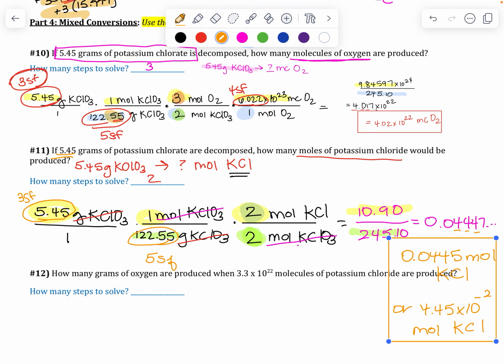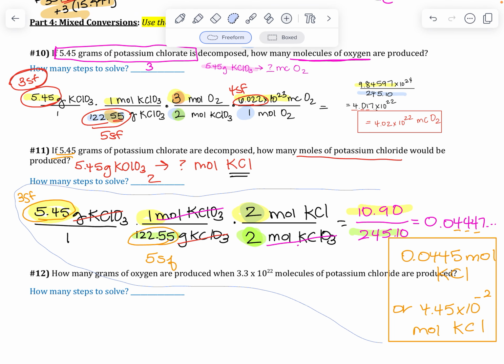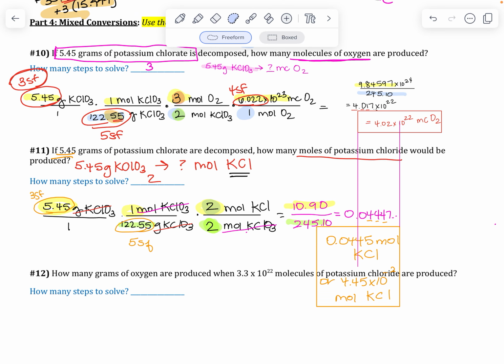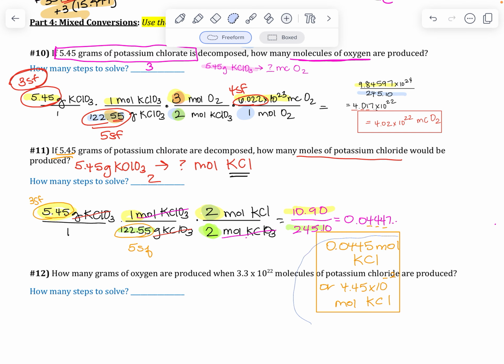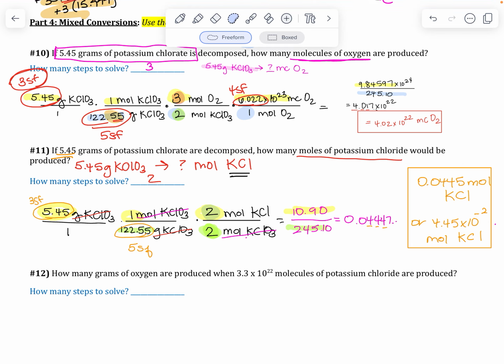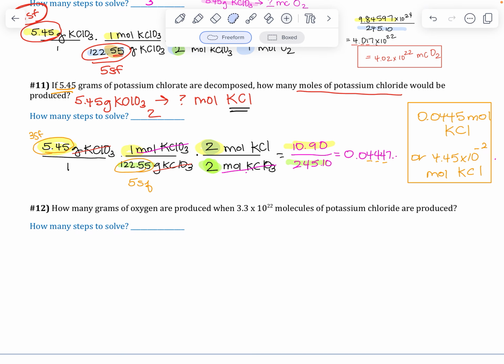All right, got one more example here. Hopefully you're getting the swing of the setup, understanding how to set that up, following the same ideas that we did in last unit. Feel free to pause, try this one on your own. How many grams of oxygen are produced? So we're looking for grams of oxygen when 3.3 times 10 to the 22 molecules of potassium chloride are produced.